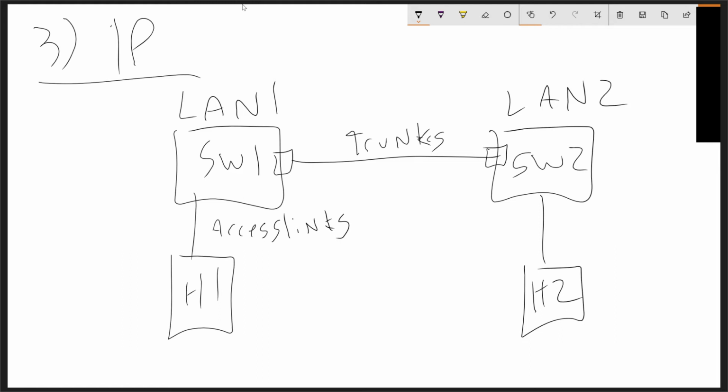So what would happen if H2 wants to reach H1 and they're on different LANs, then what H2 is going to do is it's going to send a message to the default gateway, and that default gateway is then going to have a route, which we'll cover in future episodes, and that route will tell this device how to get to this device over here.